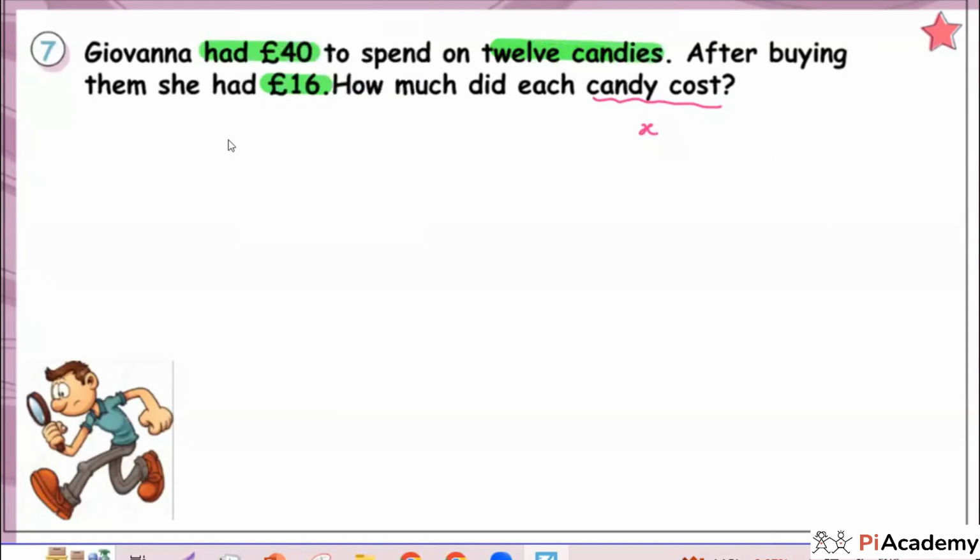Either you can make, I can show you, many types of format are there. For example, this is the cost of candy and this is the remaining amount, equals the total amount. This is also possible if you want to create it this way. If you don't want to create it this way, you can create it like 40 minus 12x equals 16. Okay, whatever remaining amount. So it's up to you, how you are doing. Okay, fine.